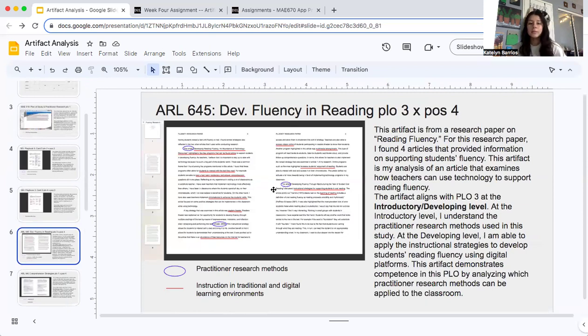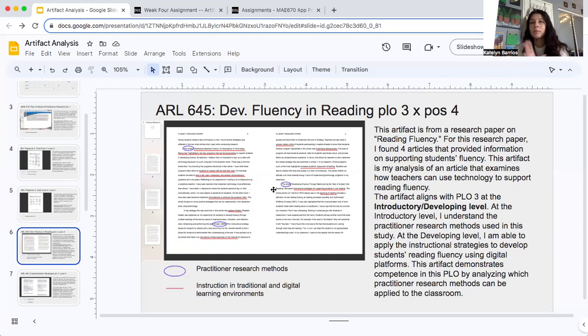This artifact was selected from ARL 645, Developing Fluency in Reading, and I aligned this artifact with PLO 3. For my annotations circled in blue, I have some practitioner research methods that I found. And underlined in red, I have instruction in traditional and digital learning environment strategies that I found for this paper. This was a research paper on reading fluency.